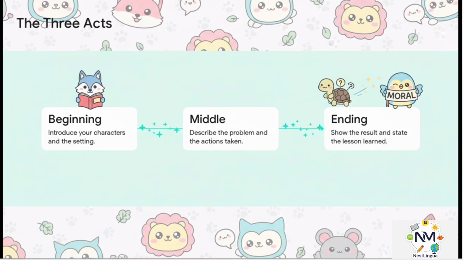The second paragraph is all about the action. What's the problem they face and what choices do they make? And finally, the third paragraph delivers the knockout punch. What happens in the end and what's the moral of the story?